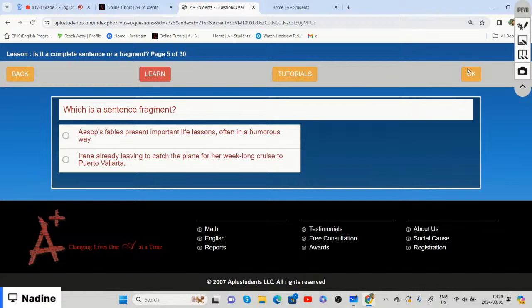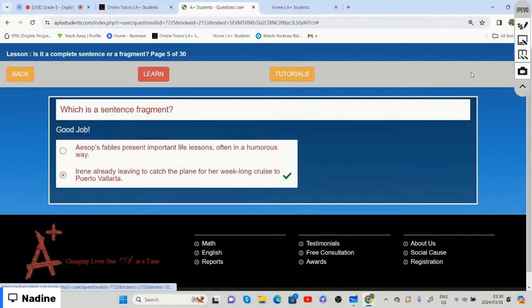All right. We need to select a sentence fragment. It says Aesop's fables present important life lessons, often in a humorous way, or Irene already leaving to catch the plane for her week-long cruise to Puerto Vallarta. Let's look at that one. Sounds like it's missing something there.